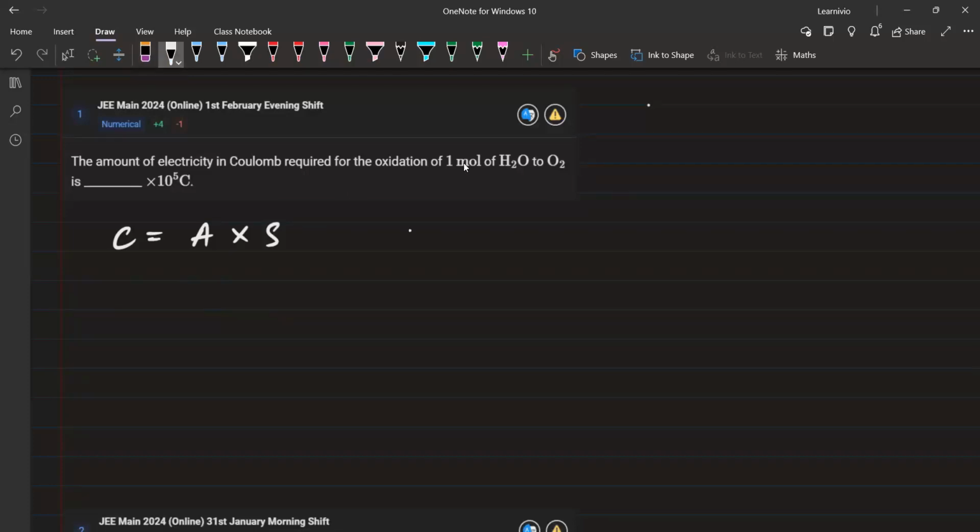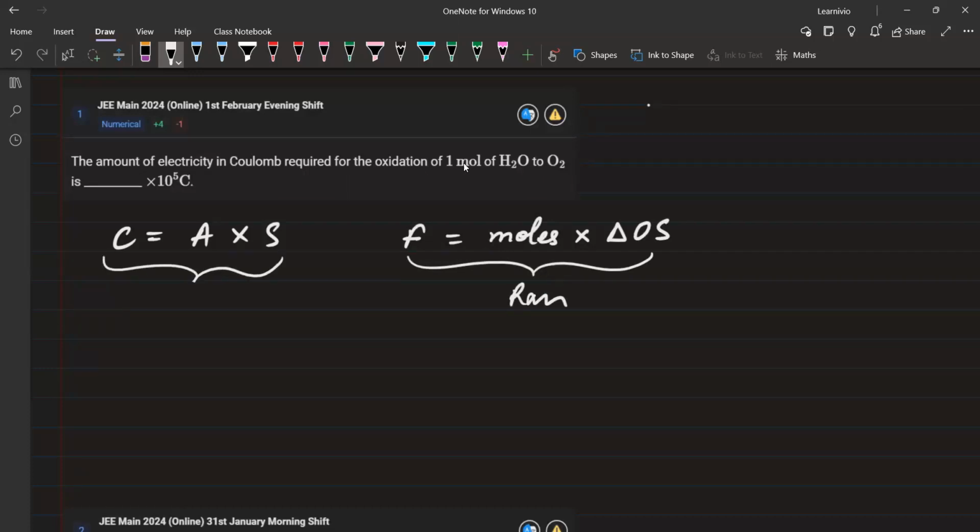The other formula that you have to use is Faraday is equal to number of moles into delta OS. You will use this formula whenever there is a reaction. And whenever there is electricity, that is, I and time are involved, then you are going to use the other formula. In order to convert from Faraday to Coulomb, you should know that 1 Faraday is equal to 96500 coulombs. Here they are asking the amount of electricity in coulombs required for the oxidation of 1 mole of H2O to O2. So this pertains to a reaction. You will use this formula, get the Faraday, then convert it to coulombs.